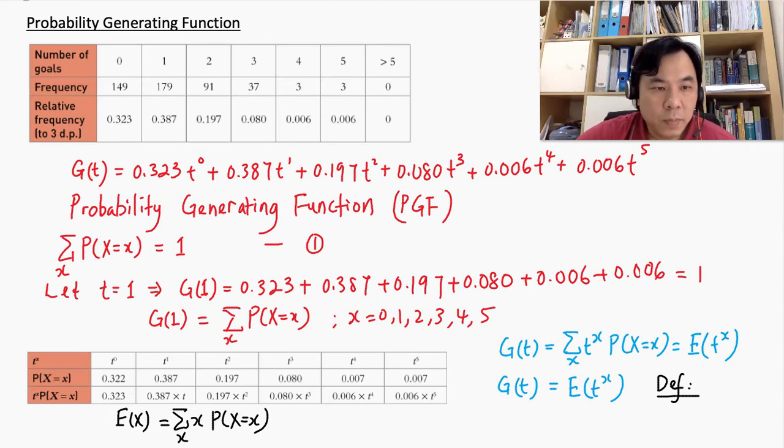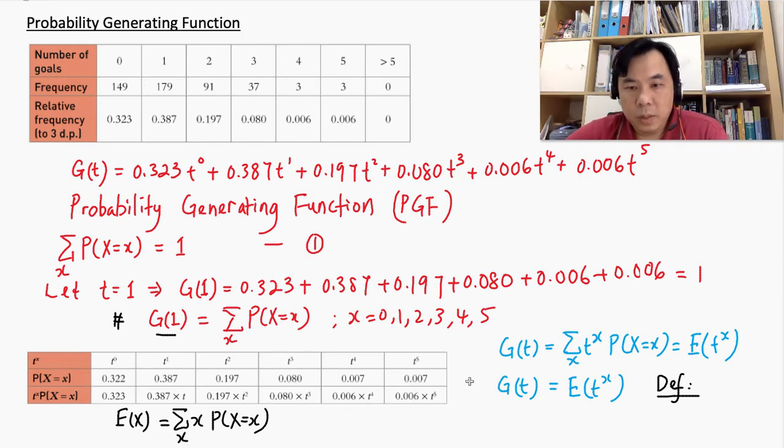So the first one is highlighted here. The sum of probabilities must be equal to 1. That can be obtained by inputting the value 1 into the probability generating function here. The second property is, by definition, the probability generating function is given by the expected value of t to the power X.